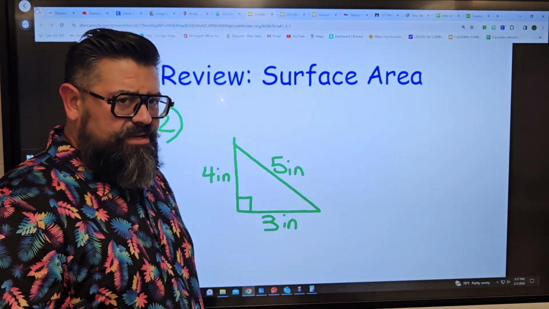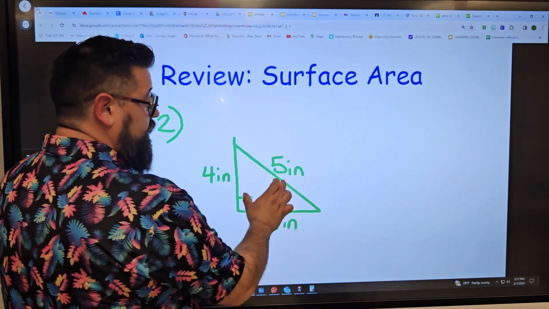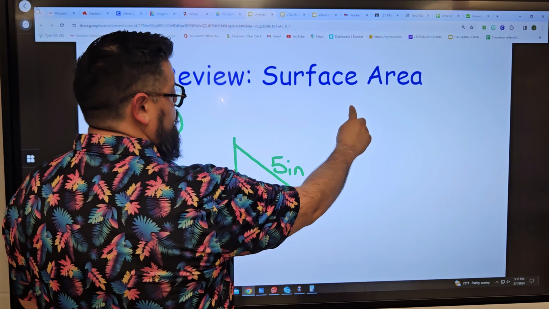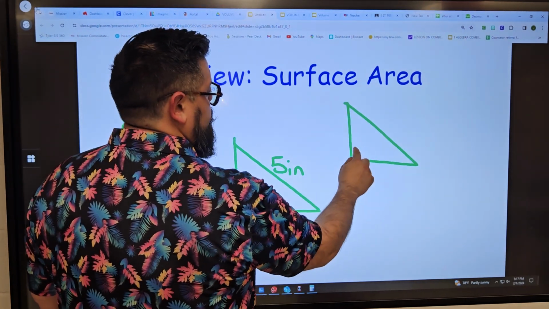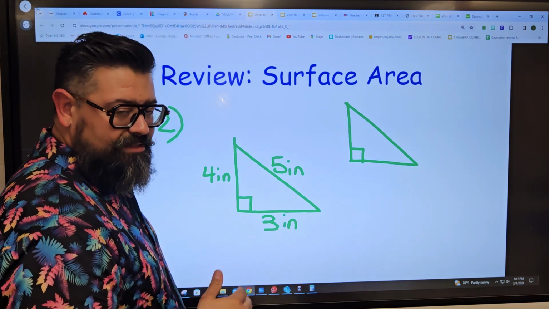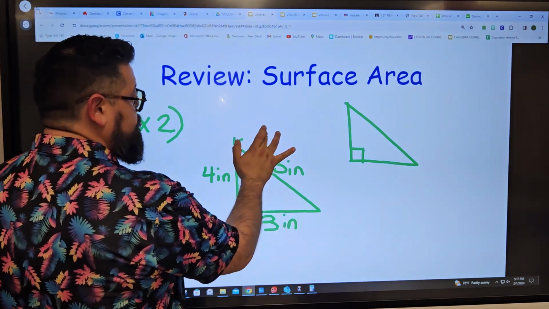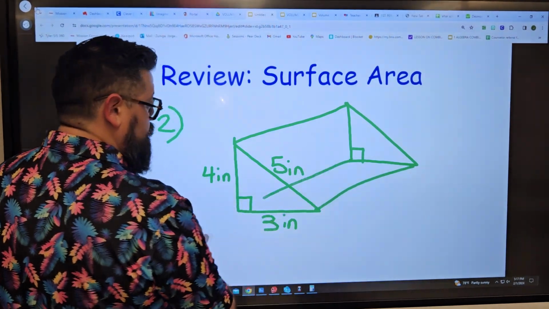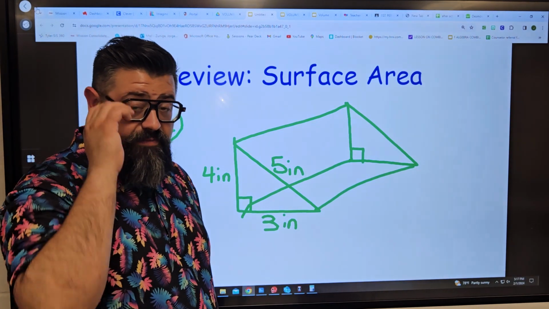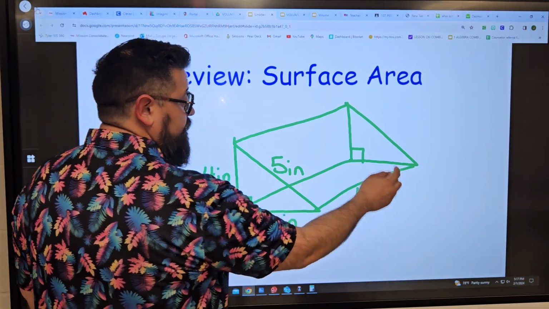So how do we draw the prism? So what we're going to do is we're going to draw this exact same triangle over here. Do your best to make it look exactly the same, which if it doesn't work out, that's fine. All right, so the next thing, we're going to connect the vertices. All right, and then the height of the prism is how long it is. So we're going to say that it is 10 inches.